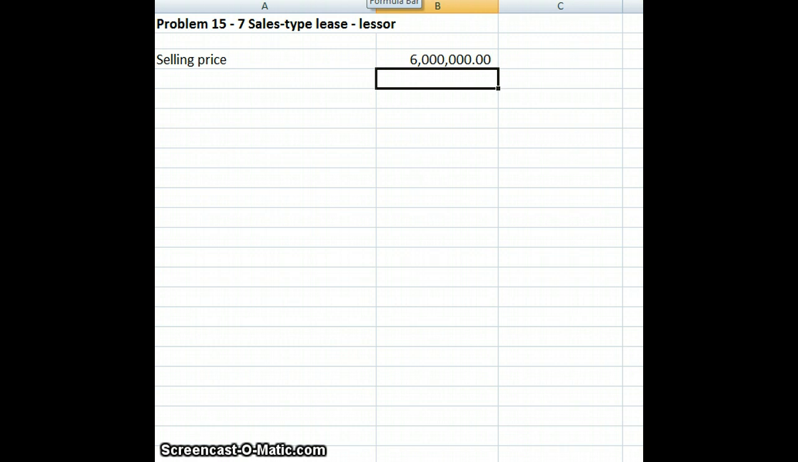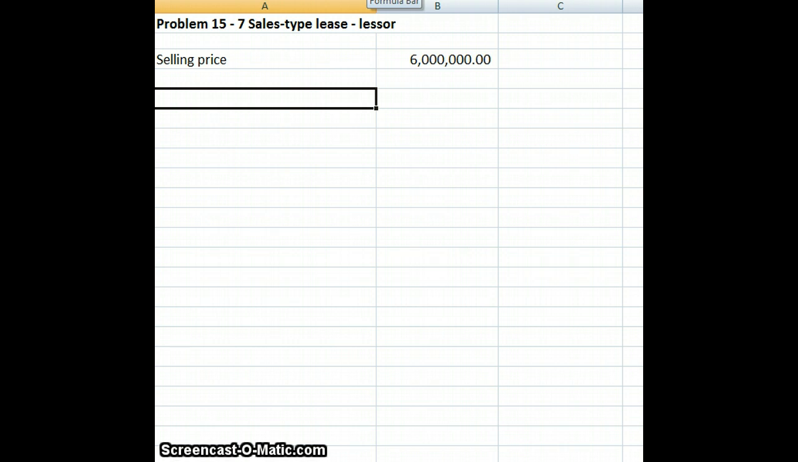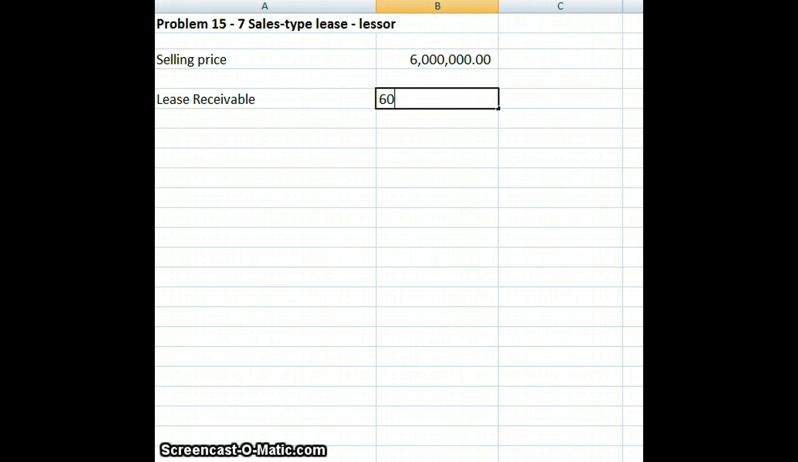Okay, second, we want to figure out what entries and what we are going to be reporting on our balance sheet. So let's figure out how our entries go. First of all, when we make the sale, the selling price is going to be $6 million. Okay, so we're going to set up our lease receivable for $6 million.